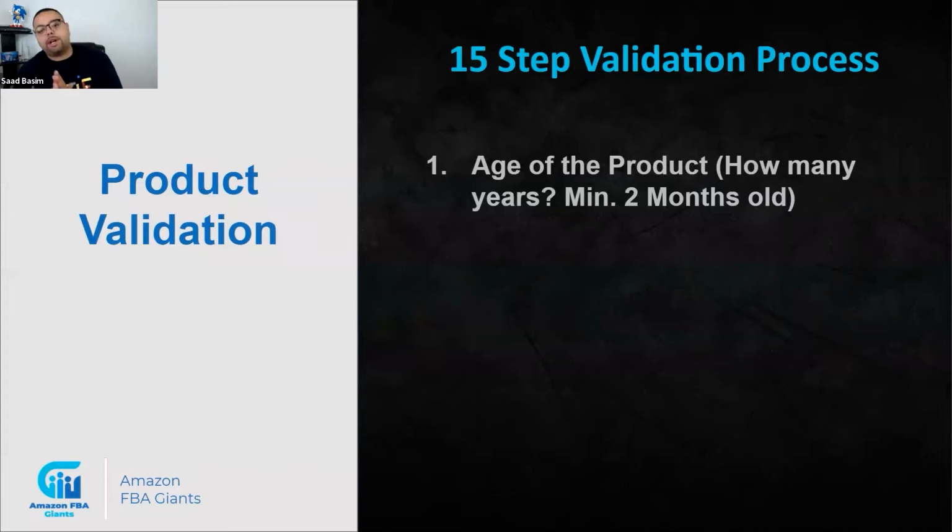Now, we need to worry about the age of the product. So how many years the product has been in the market, and the minimum has to be 2 months. So what does that mean? That means if I go ahead and look at a potential market or potential product, I'm going to share my screen and show you everything after I finish all the 15 steps. We're going to go through them in depth.